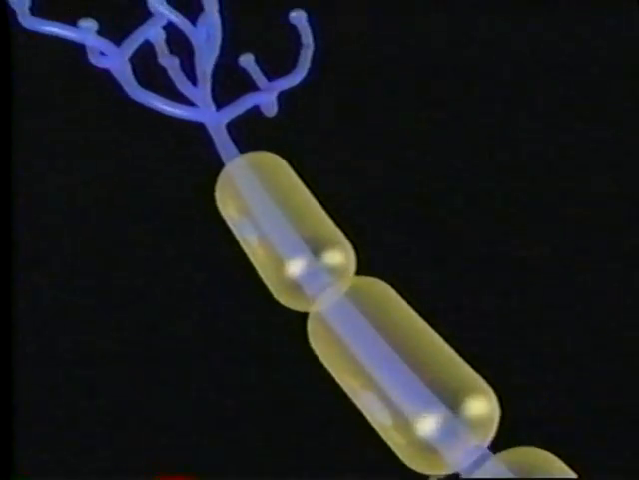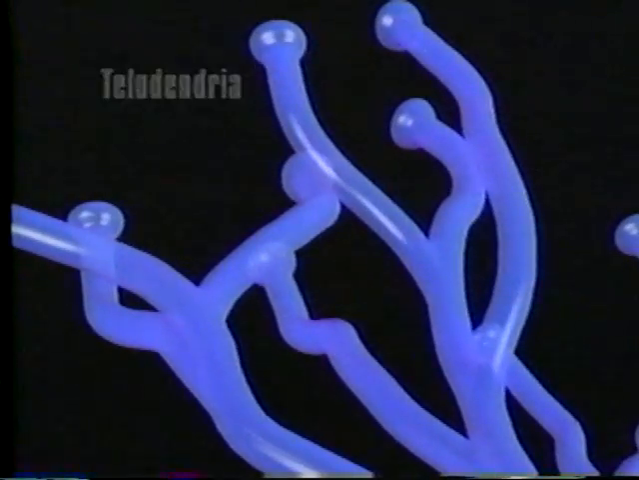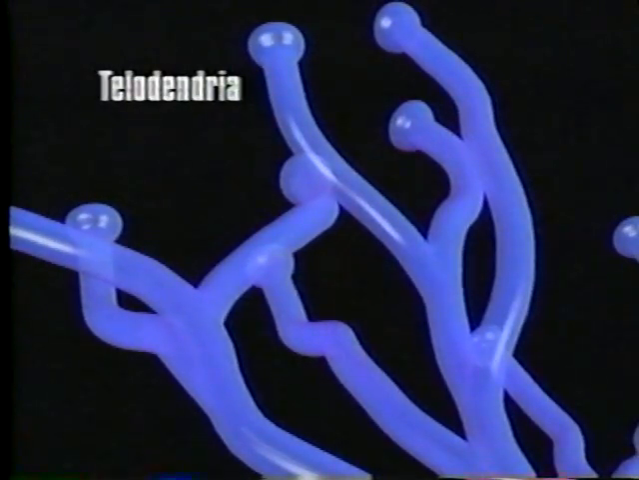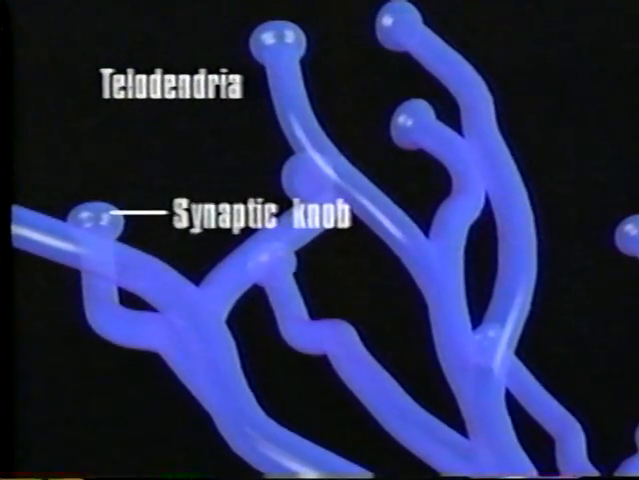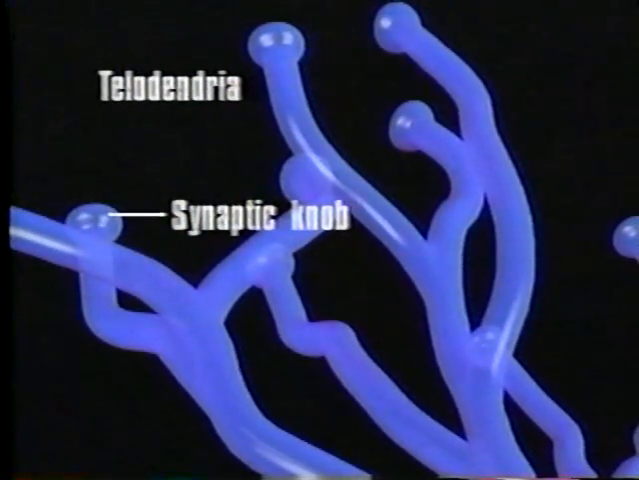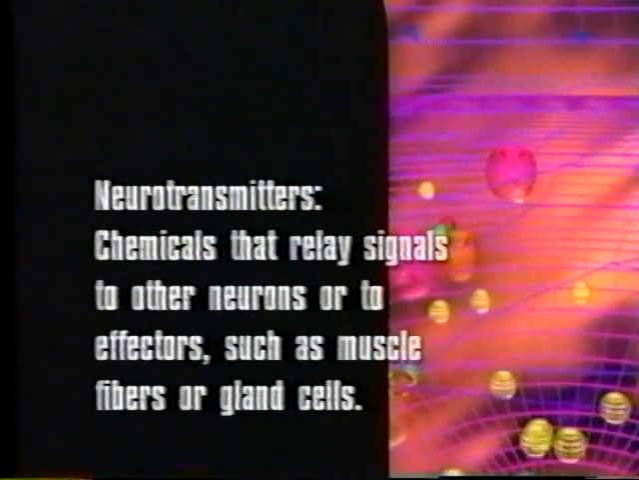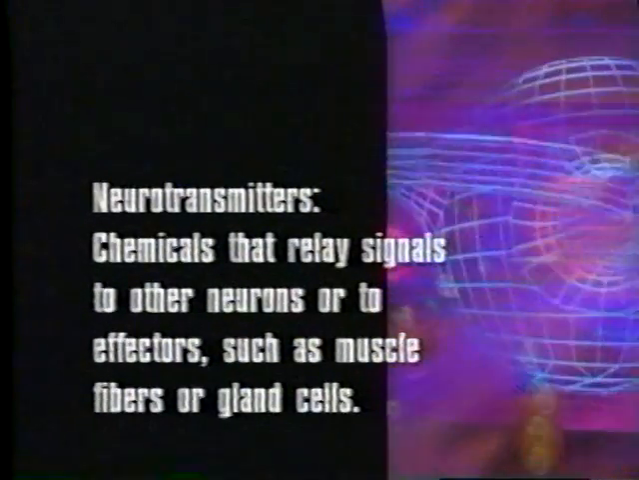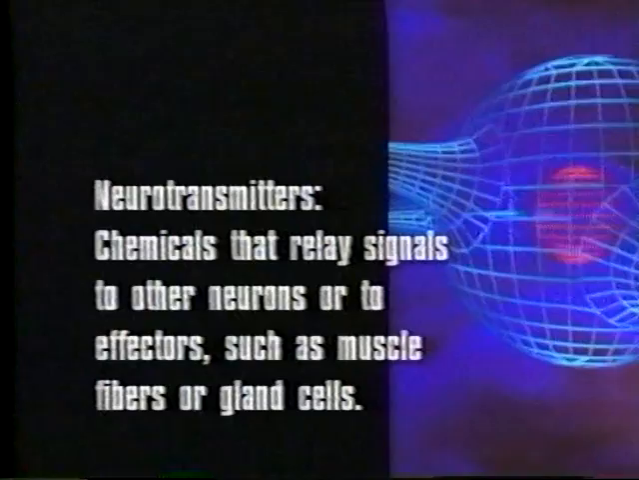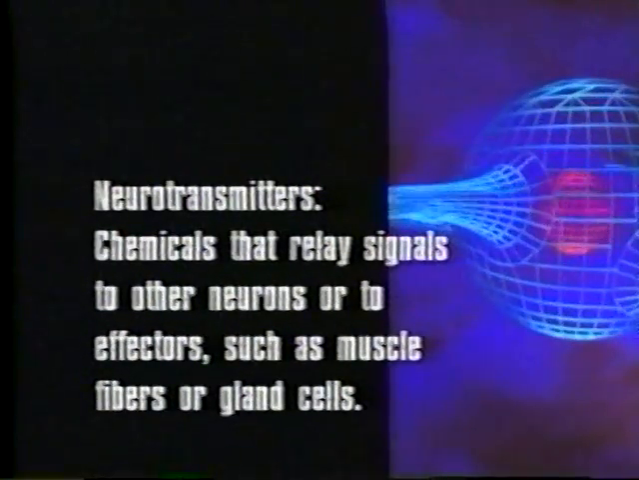The tip of the axon is split into a cluster of fine telodendria. Each one is enlarged at the tip to form a synaptic knob. Within each synaptic knob are many synaptic vesicles containing neurotransmitter molecules. Neurotransmitters are chemicals that relay signals to other neurons or to effectors, such as muscle fibers or gland cells. Communication within the nervous system uses both electrical and chemical processes.